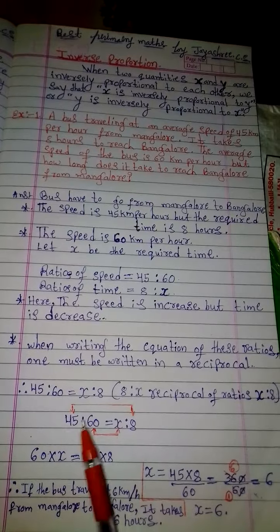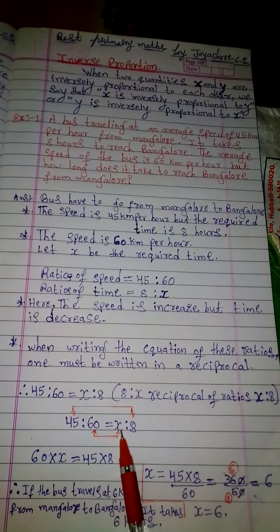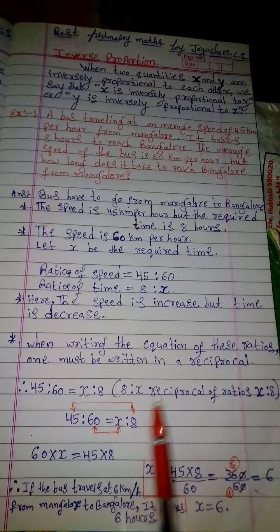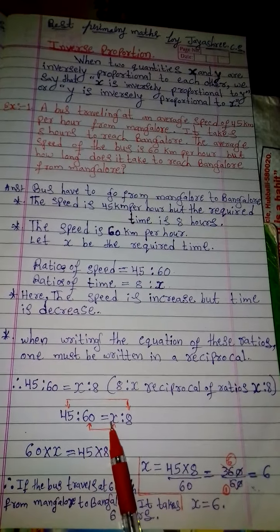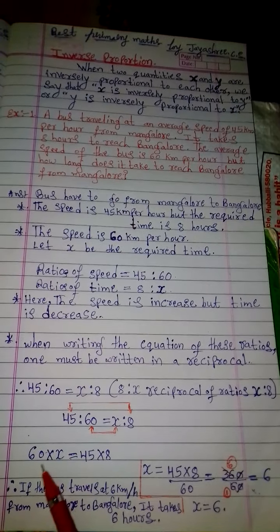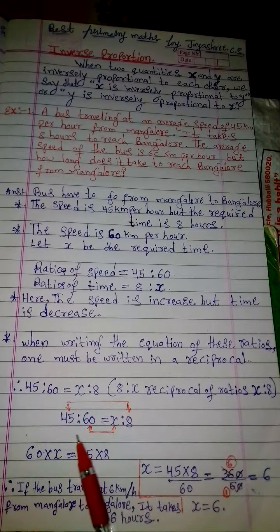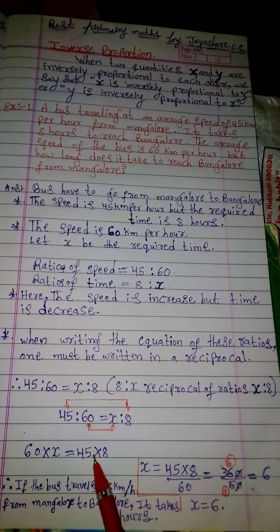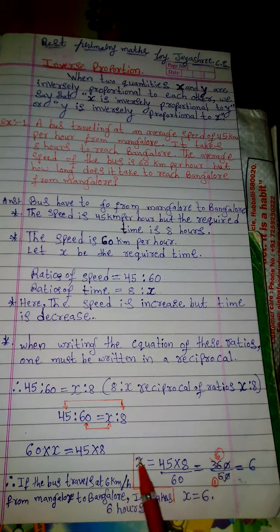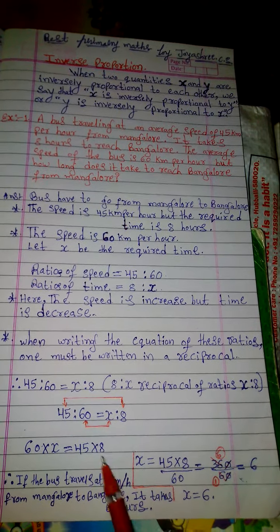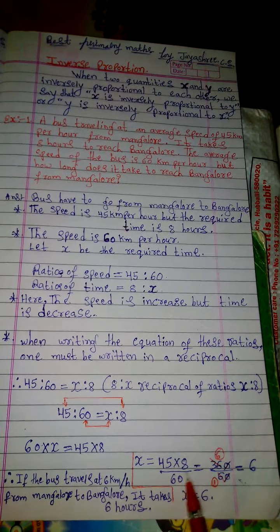The product of the extreme terms equals the product of the middle terms. So 60 into x, the middle terms, equals 45 into 8, the extreme terms. x equals 45 into 8 divided by 60.